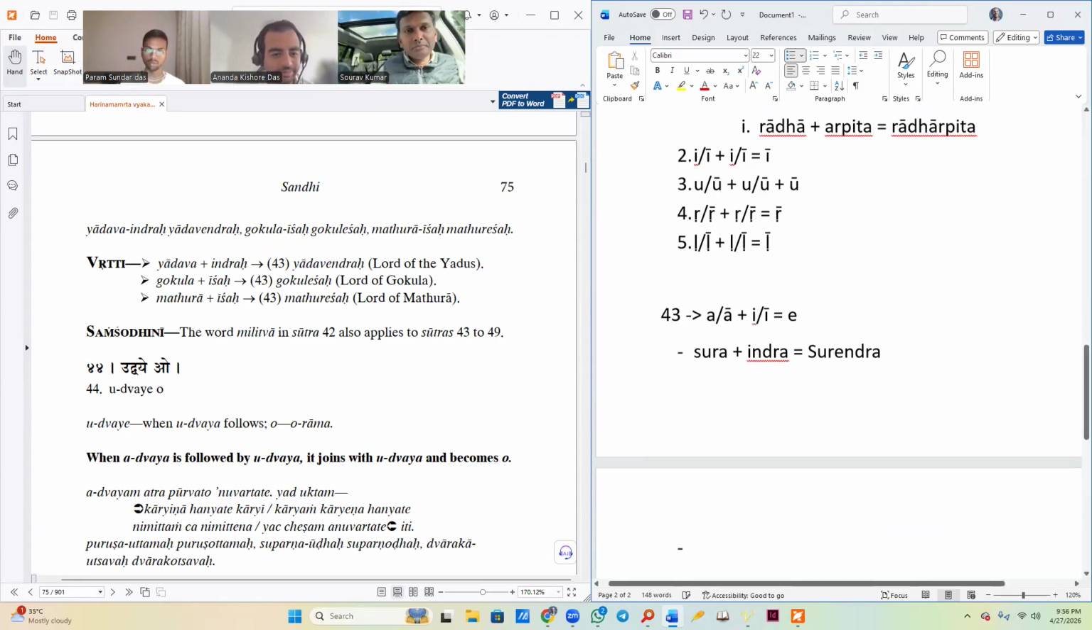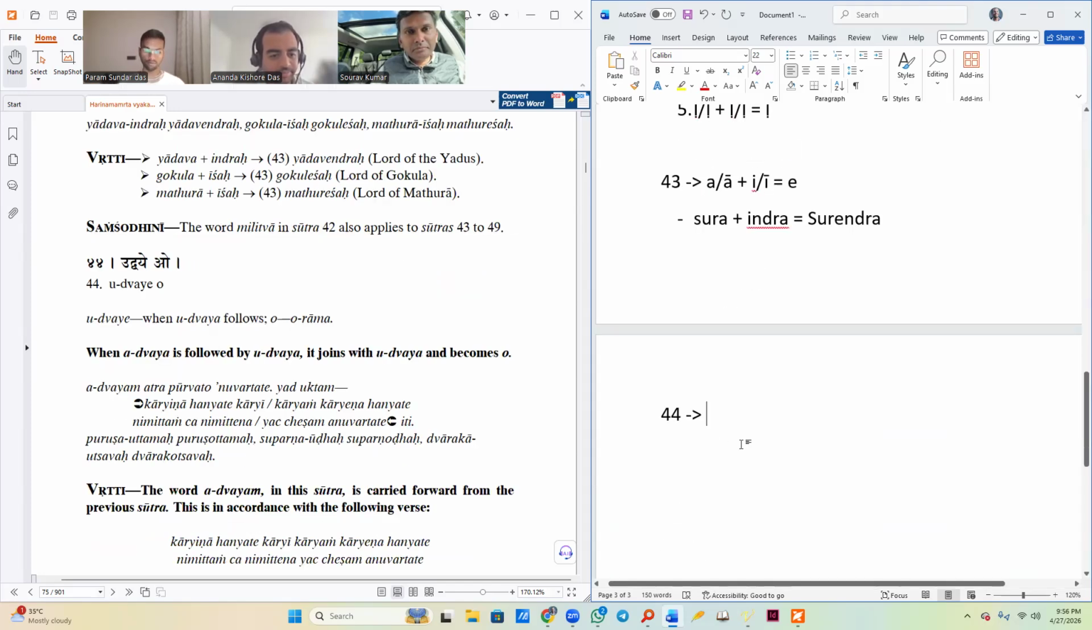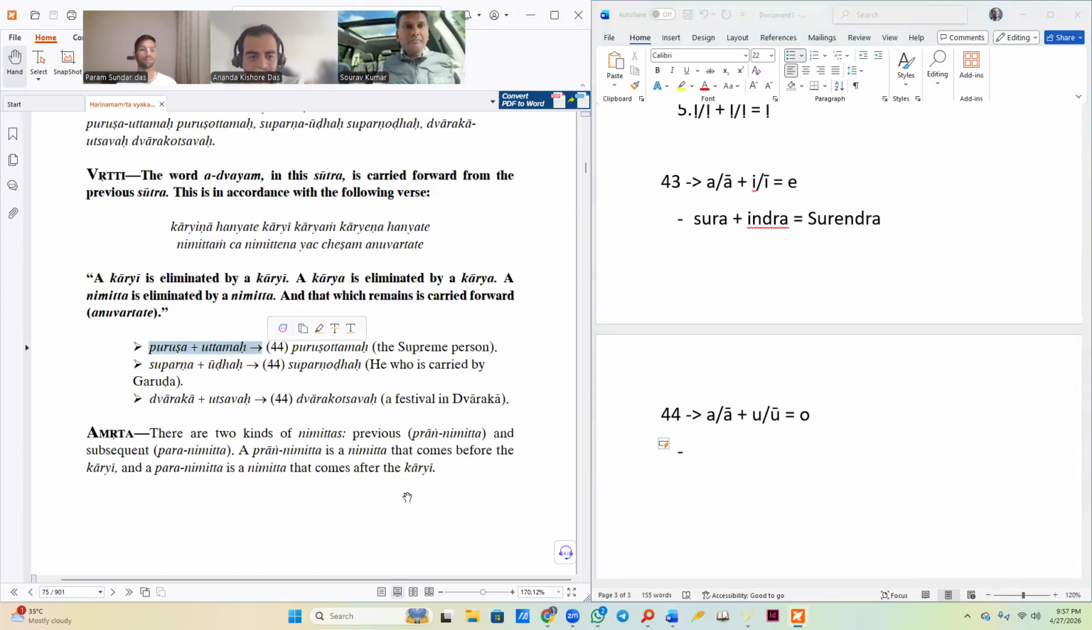Then Sutra 44: if we have Advaya at the first place, followed by Udvaya at the second, then both letters will become O. Examples: Purusha Uttamaha becomes Purushottamah, Suparna Udhaha becomes Suparnodhaha, Dwaraka Utsavaha becomes Dwarakotsavaha.